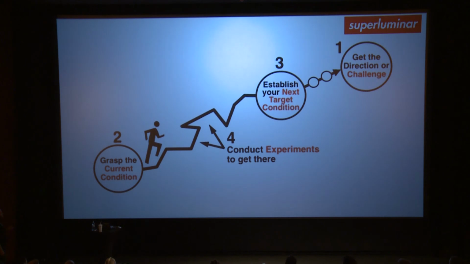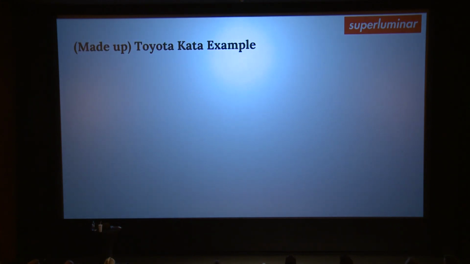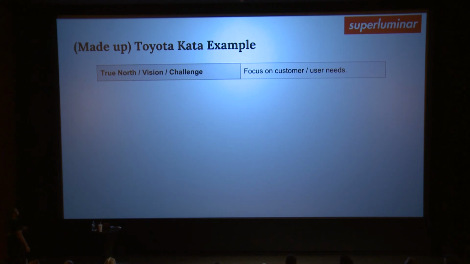And actually experiments can also go in the wrong direction, because it's experiments, so they should sometimes fail, otherwise you don't have experiments. Yeah, this is actually Toyota Kata. Now you would say, okay, so what? And I made up another example here. We need our challenge or true north or vision or however you call it, and we could say, okay, we want to focus on customer and user needs, and this doesn't imply serverless. You could do this in another way if you would know it.